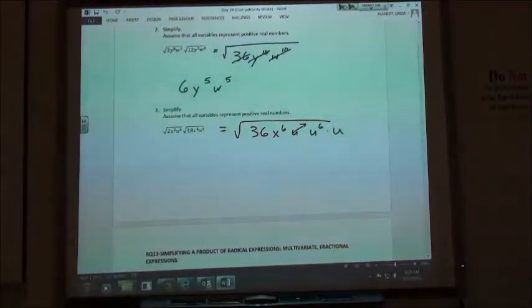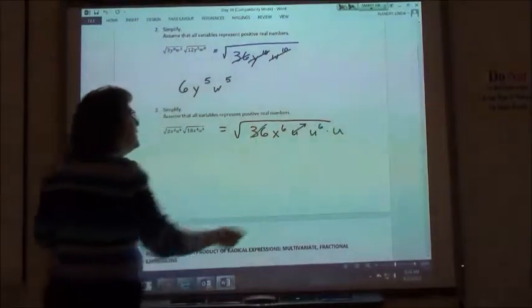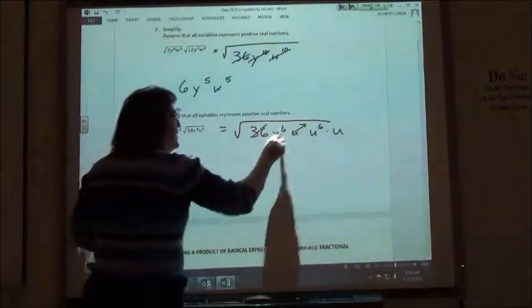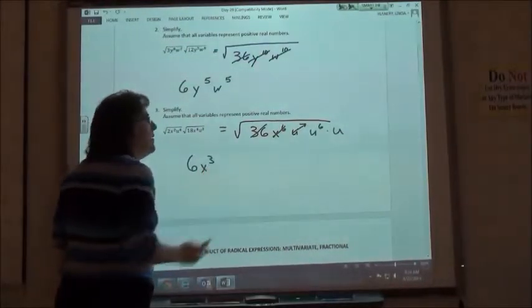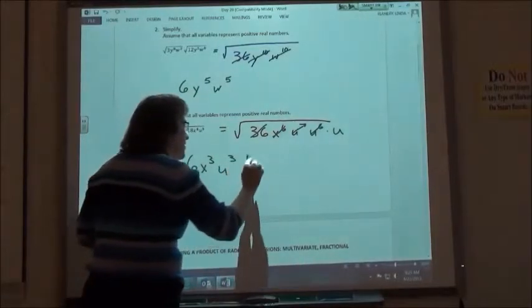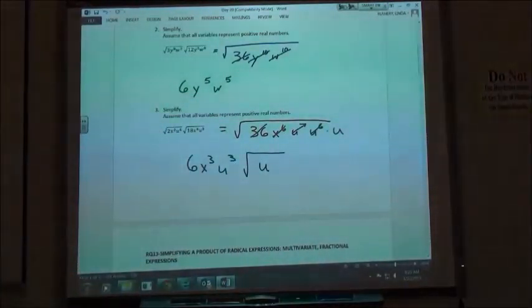So now if I take out my perfect squares, I can take out 36. Square root of 36 is 6. X to the third. U to the third. And left under the radical, square root of u. So 6x to the third, u to the third, square root of u would be my answer.